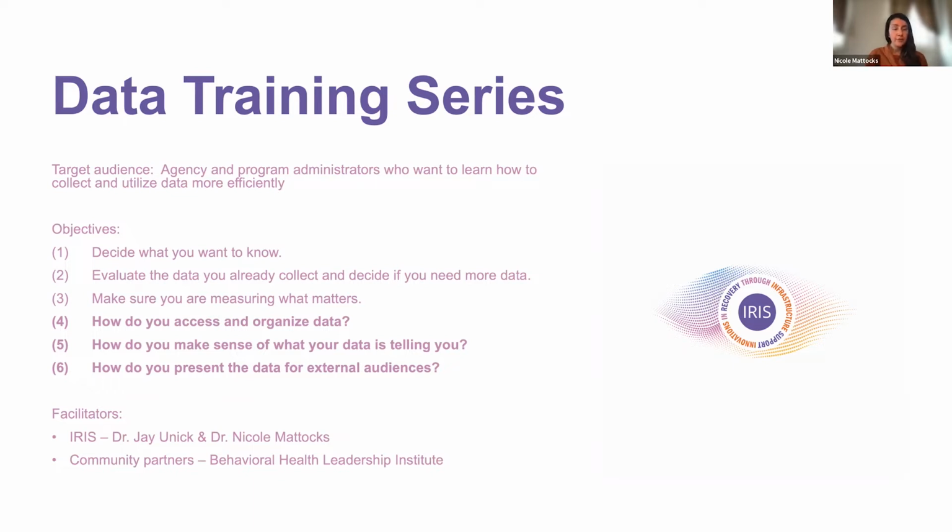So in the first part of this training series, we focused on the first 3 objectives. And for this second part, we're going to focus on objectives 4, 5, and 6. So we're going to answer the questions: how do you access and organize data? How do you make sense of what your data is telling you? And how do you present your data for external audiences?